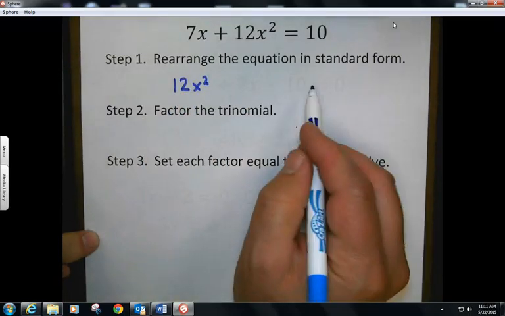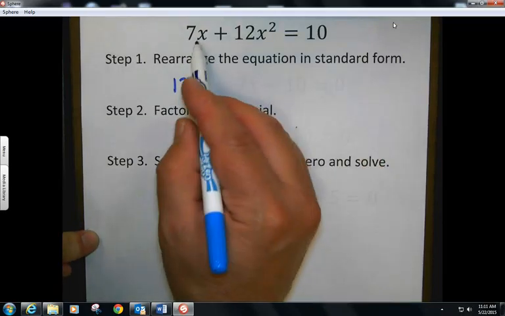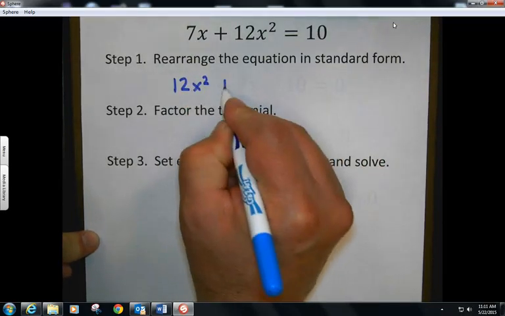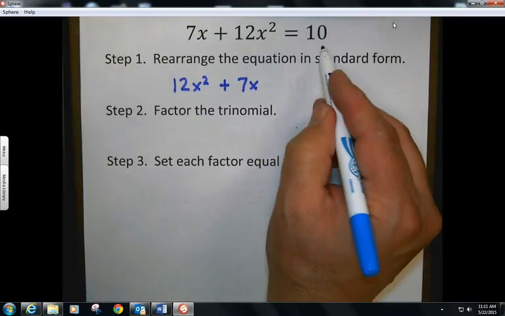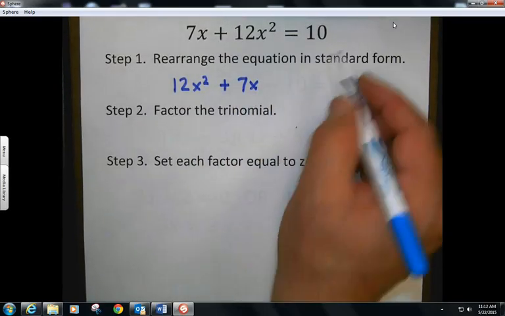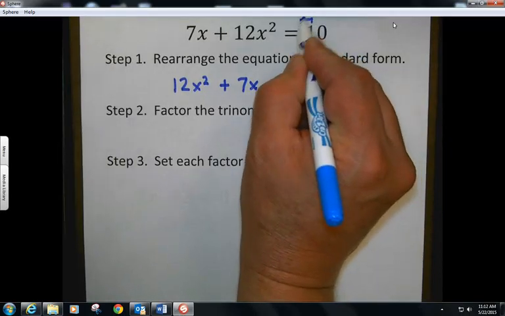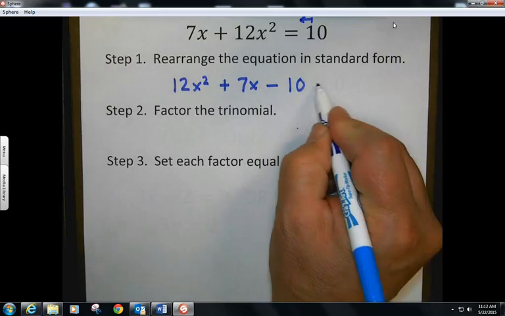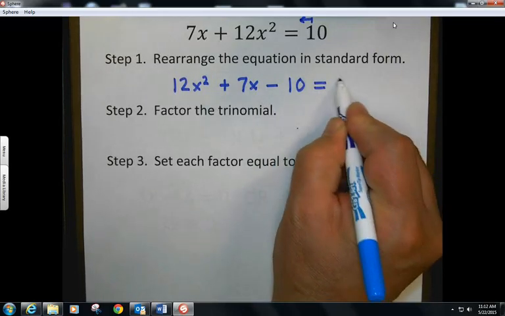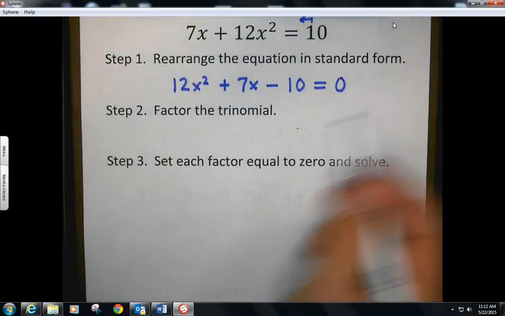Next, you pick up the linear term, in this case the positive 7x. And it has to say equal 0 on the right, so we'll be subtracting 10 from both sides. Subtract 10 from the left, and subtracting 10 on the right gives 0. So this is in standard form now.